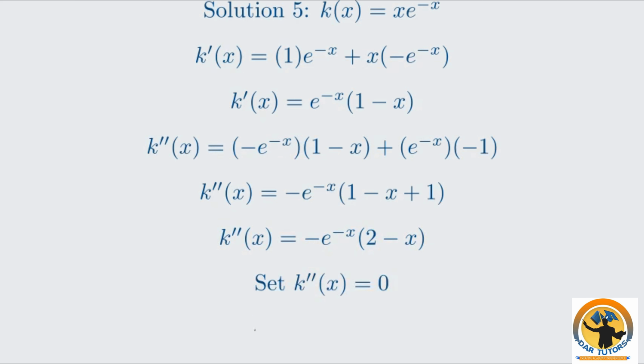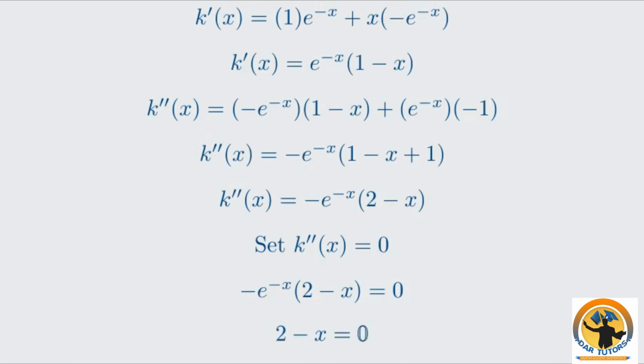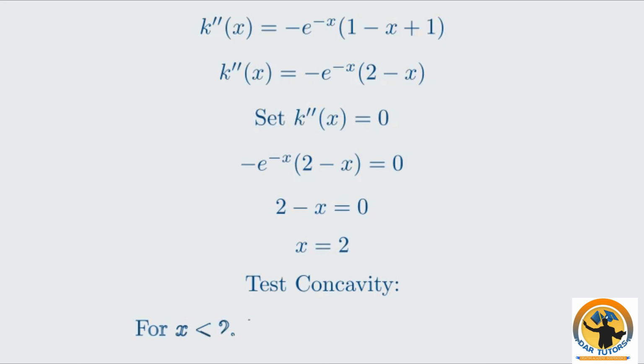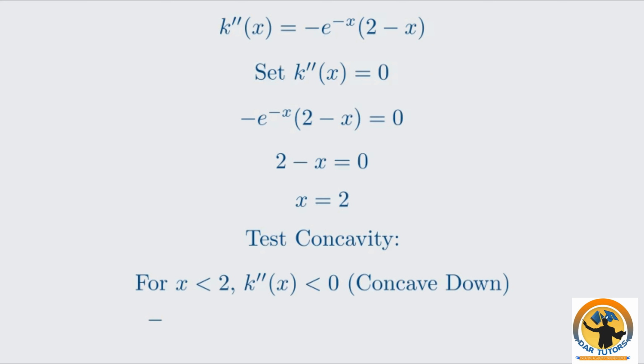Setting the second derivative to 0 gives negative e to the negative x times the quantity 2 minus x equals 0. Since e to the negative x is never 0, we must have 2 minus x equals 0, which means x equals 2. We verify the concavity changes at x equals 2. For x less than 2, k double prime of x is negative, so k of x is concave down. For x greater than 2, k double prime of x is positive, so k of x is concave up. The concavity changes, so x equals 2 is an inflection point.